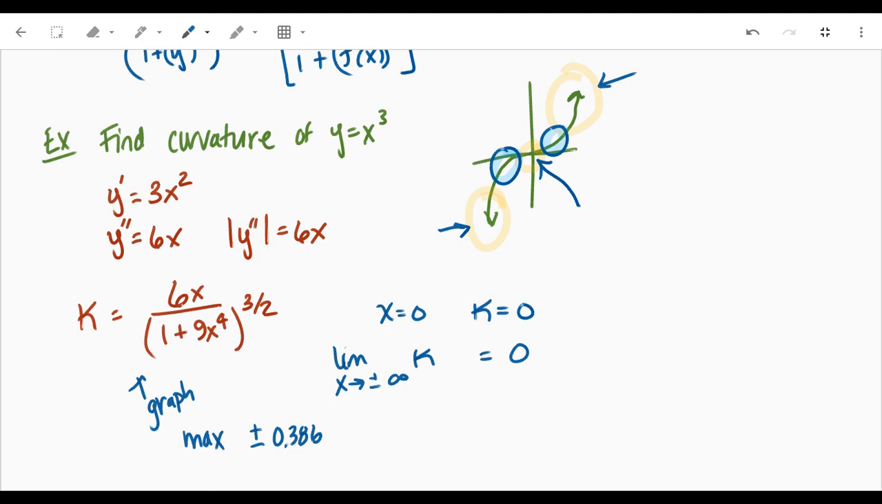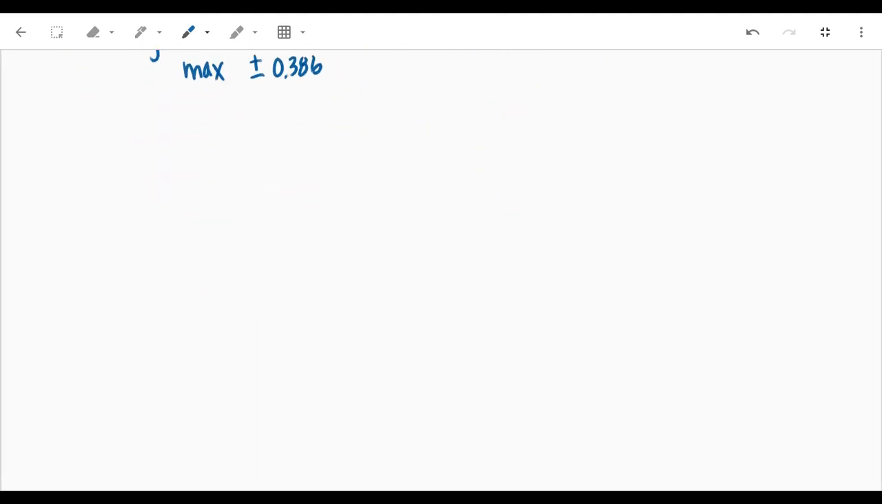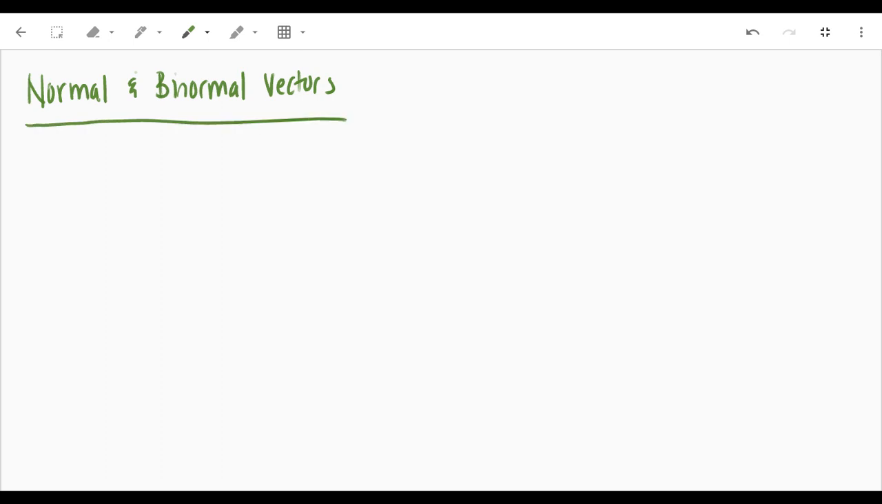All right. Last thing we're going to talk about is some terminology. It gets kind of confusing in 3 dimensions, but we'll do our best here. We have normal and binormal vectors. One thing to keep in mind when we're talking about these is just the 3D nature of everything.